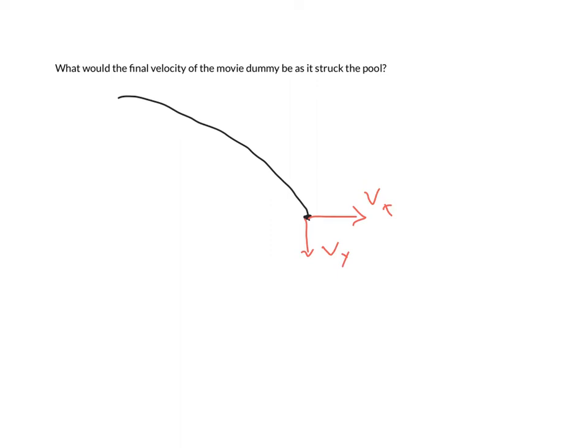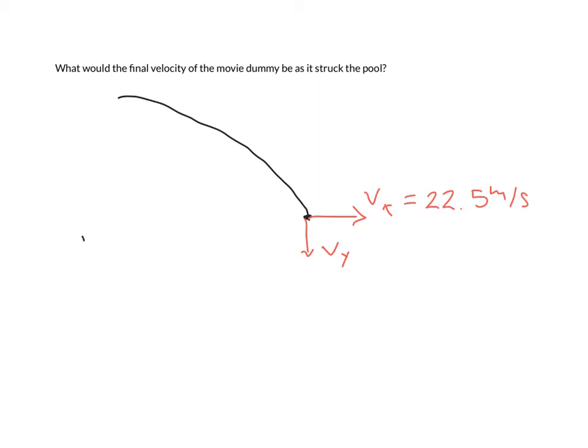We talked about components, and we talked about this a lot with vectors as well. Now the velocity in the x direction always remains constant. So the dummy was moving at 22.5 meters per second, so it continues moving at that speed in the x direction.